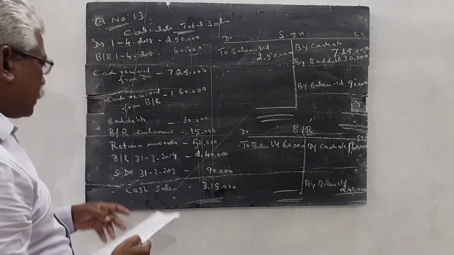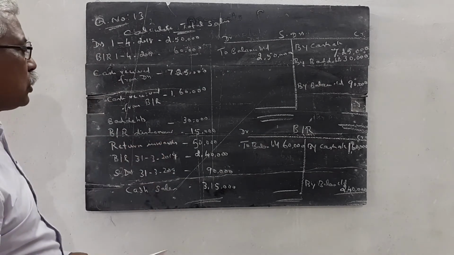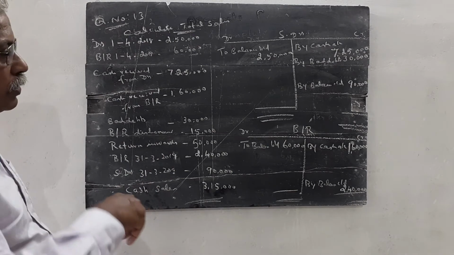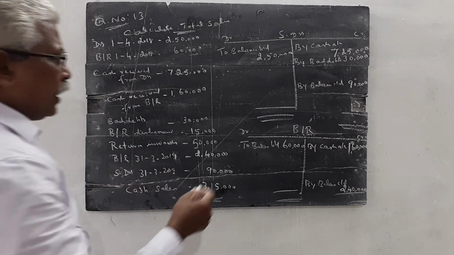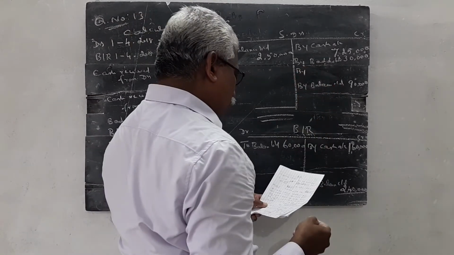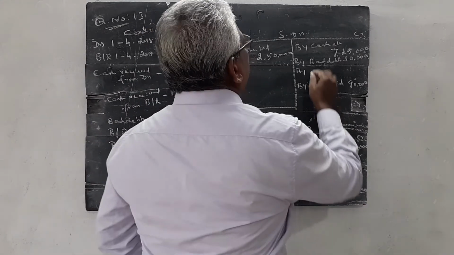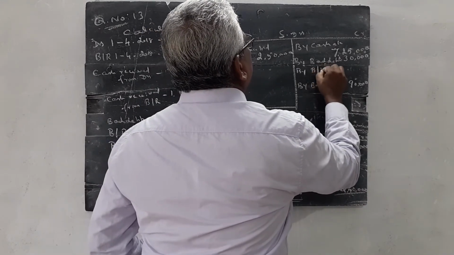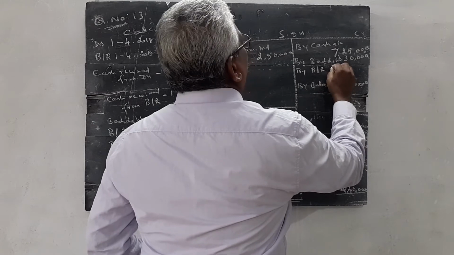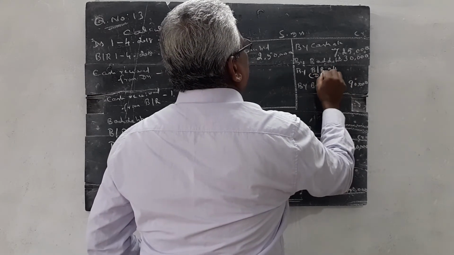Then next item, bills receivable dishonored. Bills receivable dishonor comes in both the accounts. Here by bills receivable dishonored. By bills receivable account, within bracket we can write as dishonored.